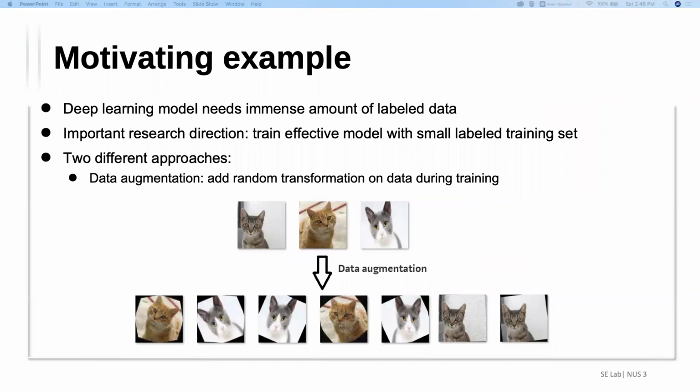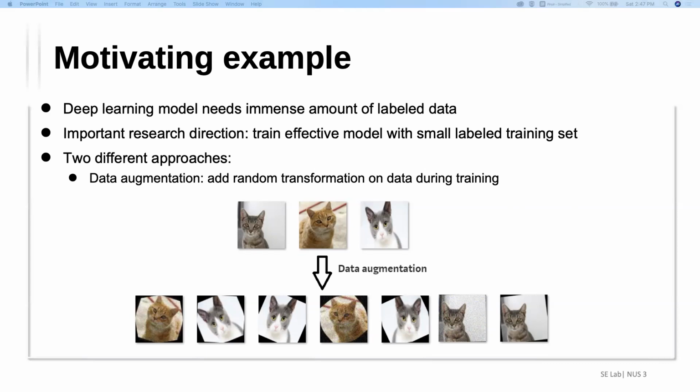So the motivation of this paper is that deep learning models can be widely adopted in many fields of study, such as NLP, computer vision, and robotics, and have very good performance. But one problem is that DNNs need an immense amount of labeled data. Thus, an important research direction is how to train an effective model with a smaller set of labeled data. There are two different approaches. The first one is data augmentation.